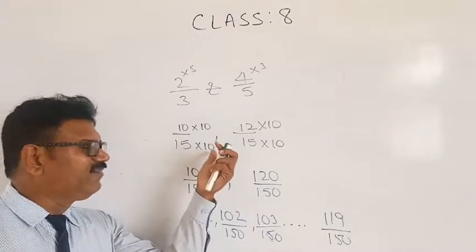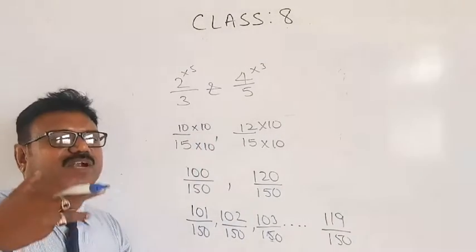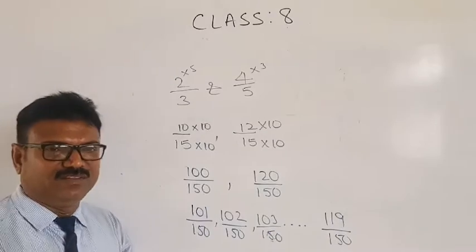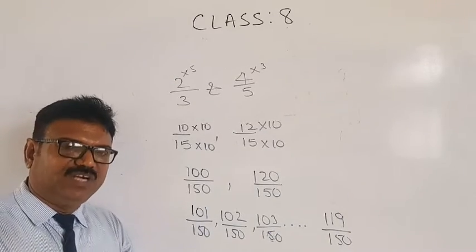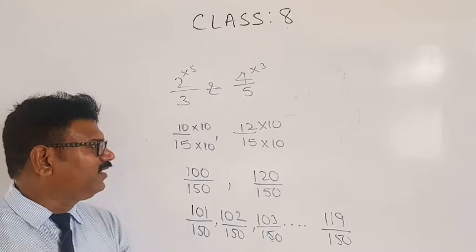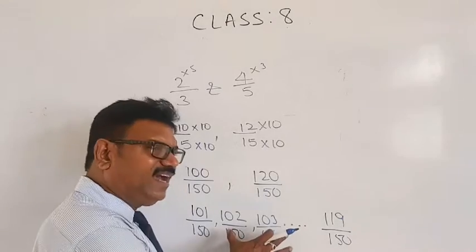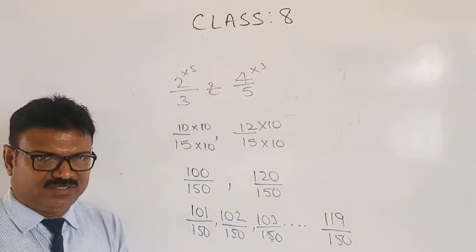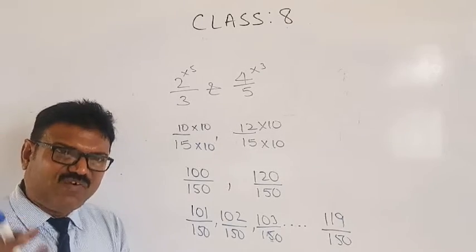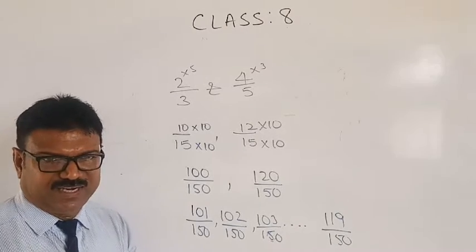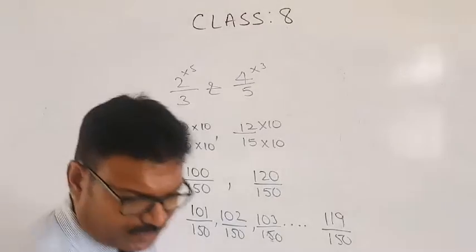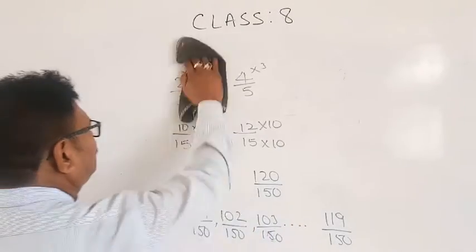Here instead of multiplying with 10, you can go for multiplication with 15, 20, 25, 30, whichever number you want. But we should get here minimum 5 numbers. We want only 5 numbers. Whichever numbers you want, you can write. Clear? Okay? Right. Next question.